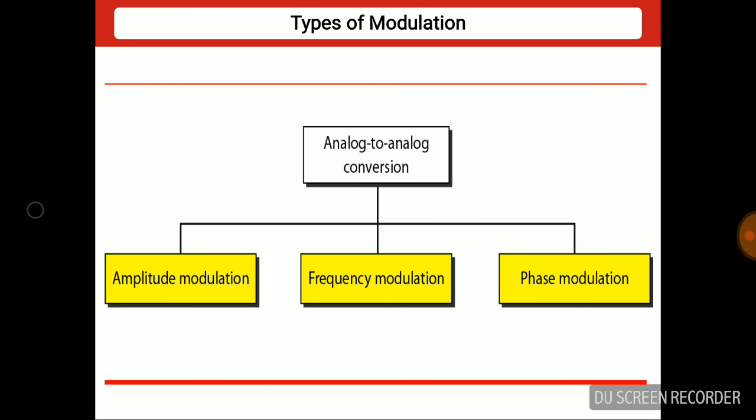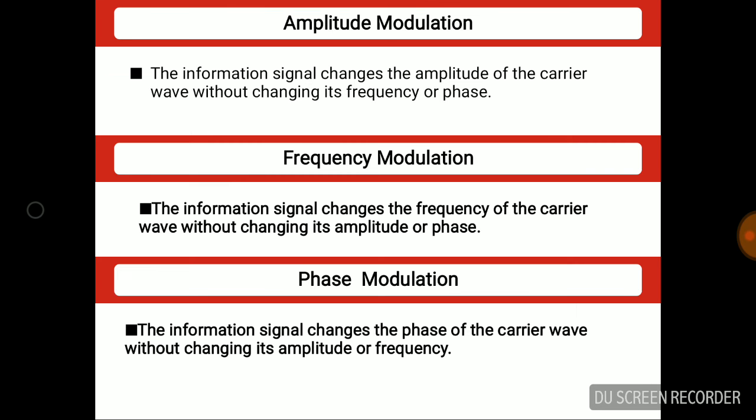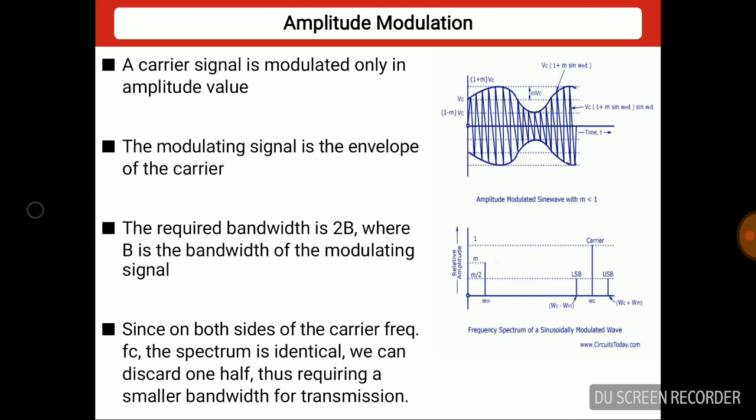In amplitude modulation, the information signal changes the amplitude of the carrier wave without changing its frequency or phase. Whereas in frequency modulation, the information signal changes the frequency of the carrier wave without changing the amplitude or phase. Whereas in phase modulation, the information signal changes the phase of the carrier wave without changing the amplitude and frequency of the wave.